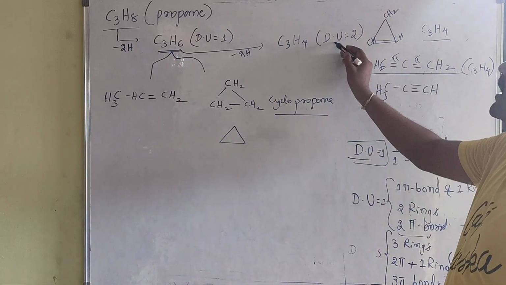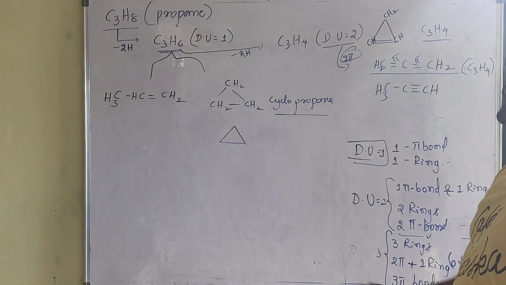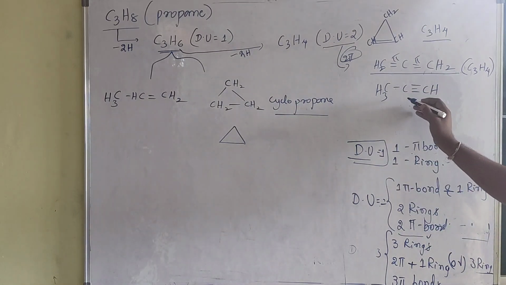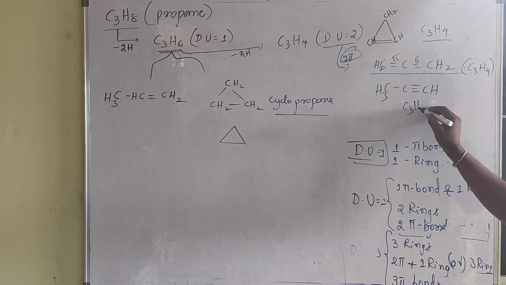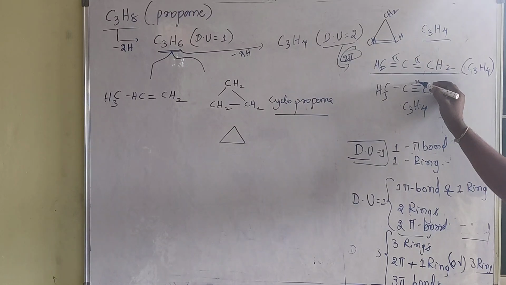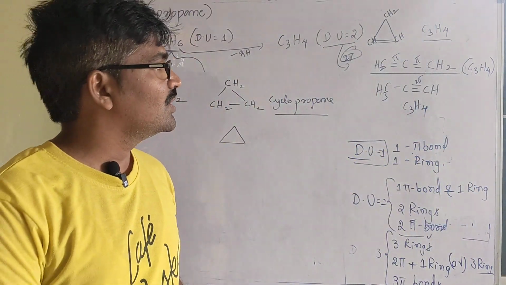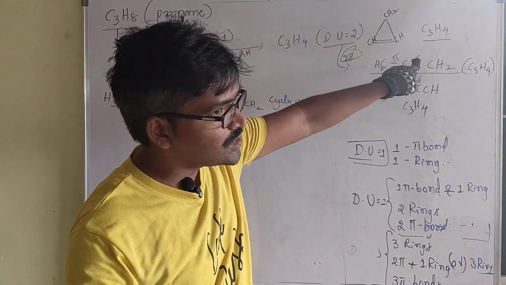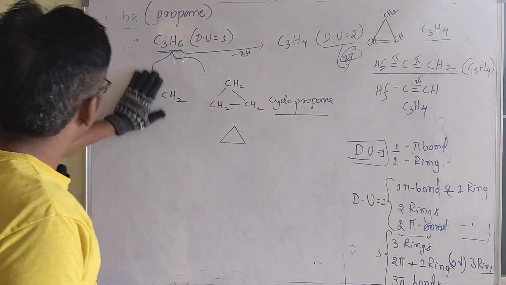So remember, when degree of unsaturation equals 2, then 2 pi bonds are possible, or otherwise one ring and one pi bond is possible. Then look even here, sir, 3 carbons, 4 hydrogens, then 2 pi bonds are possible. That's what I told. So when the degree of unsaturation is 2 like this, then 2 pi bonds are possible, or one ring and one pi bond is possible. That you have to remember.